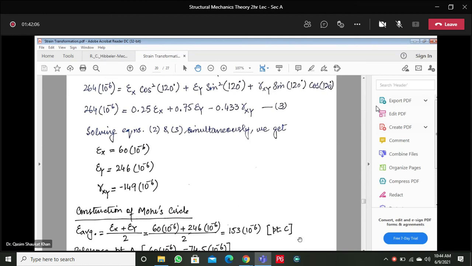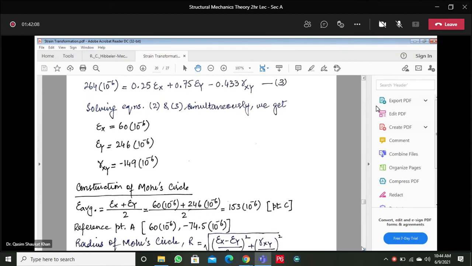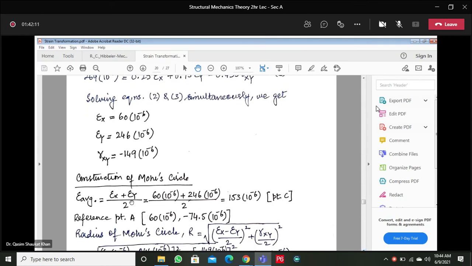Now the reference point A will have coordinates epsilon x 60 microstrains and gamma xy over 2, that is minus 149 over 2, that is minus 74.5 microstrains. Just keep this thing in mind, that this shear strain is negative. So gamma by 2 is minus 74.5. This is a point to be noted. So reference point coordinates are 60 microstrains and minus 74.5 microstrains.